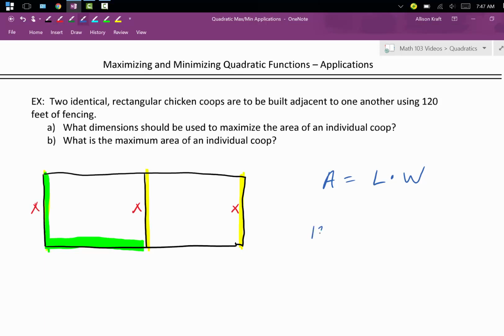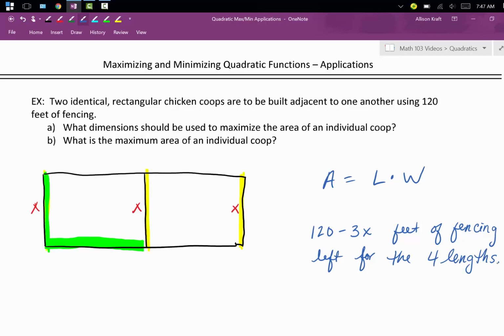Well, we're going to have 120 minus 3x feet of fencing left for the 4 lengths. Well, I need to know how long just one of these lengths are. To figure that out, we take the 120 minus 3x and divide it by 4. And this can be simplified to be 30 minus 3/4 x.